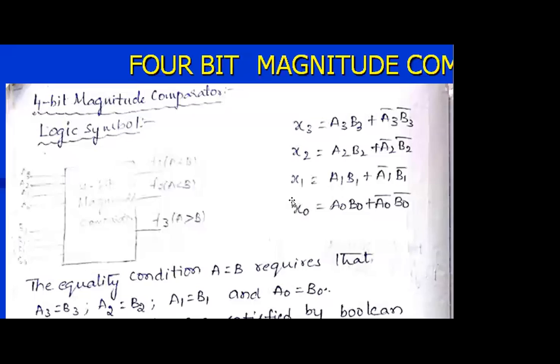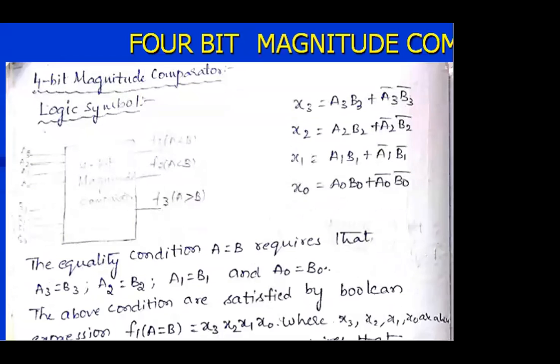Therefore, the output expression for the equality condition will be F1 equals X3 into X2 into X1 into X0. That is, when all the A bits are equal to the B bits, only then will output F1 be A equal to B.